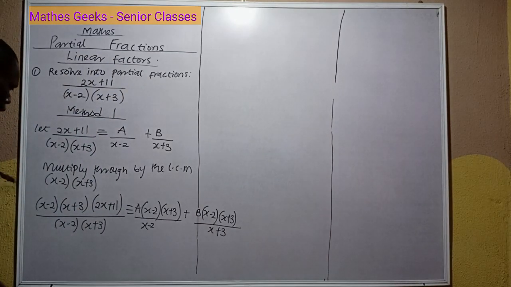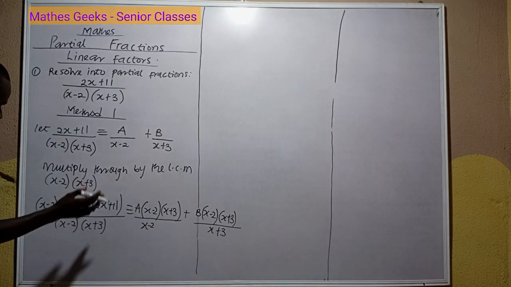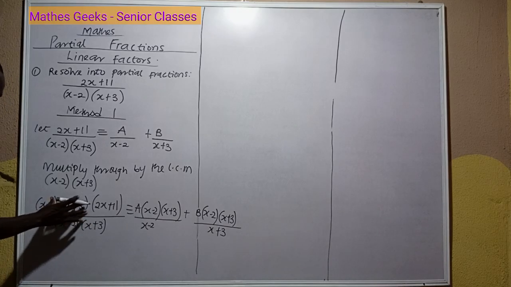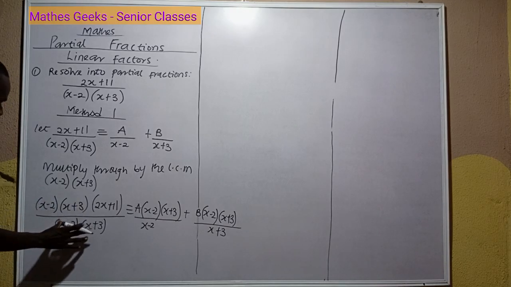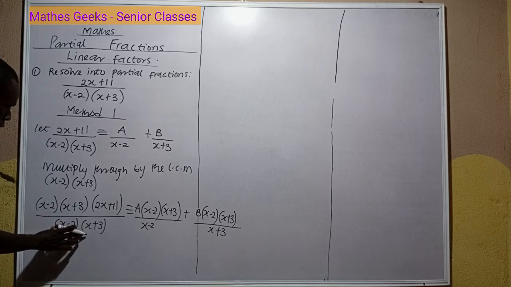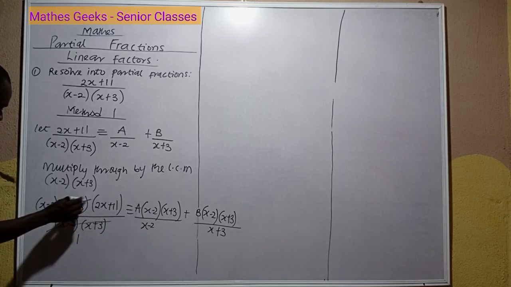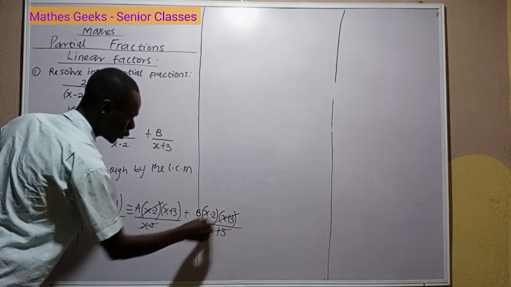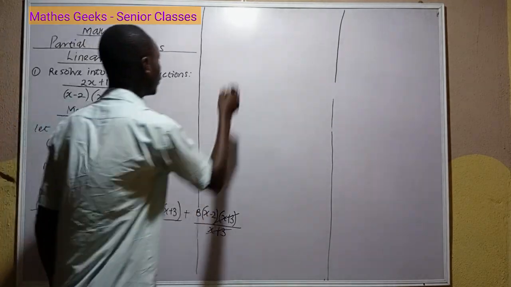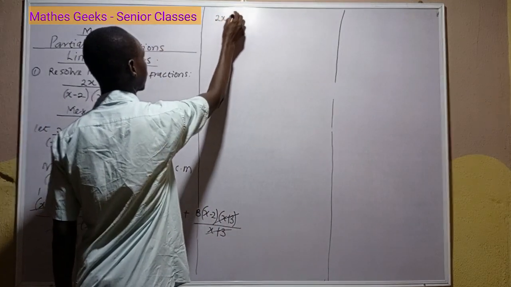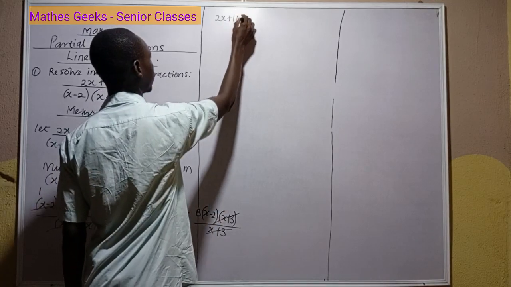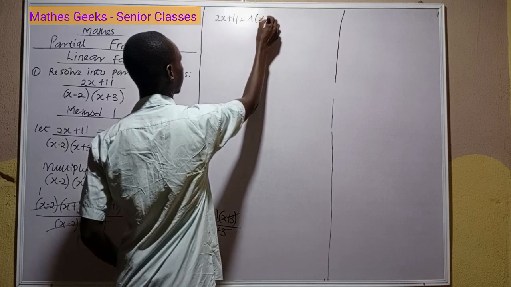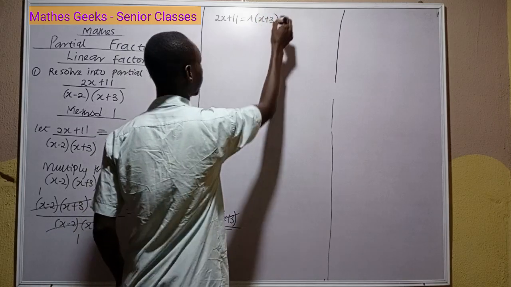Okay, so what we're going to do, we're going to cancel the common factors. On this side, these two brackets are similar to these two brackets that we have here, so it will cancel, give us 1, cancel, give us 1. So this will cancel and this will cancel. So we're going to have 2x plus 11 equals a times x plus 3 plus b times x minus 2.